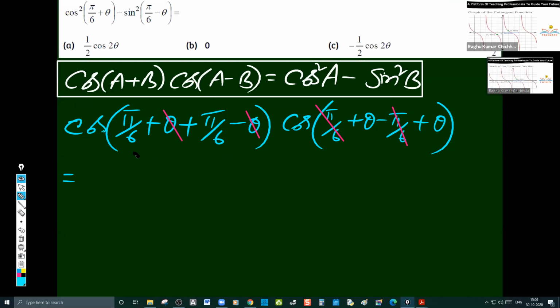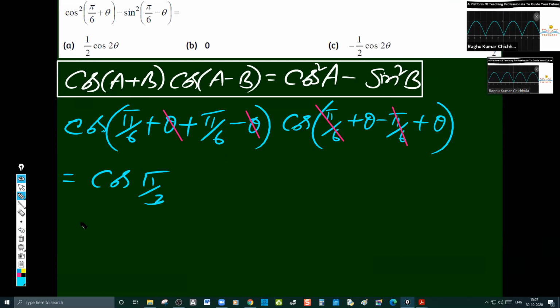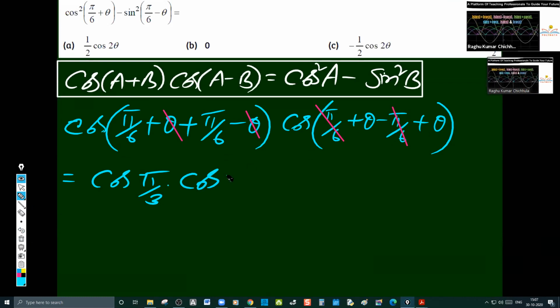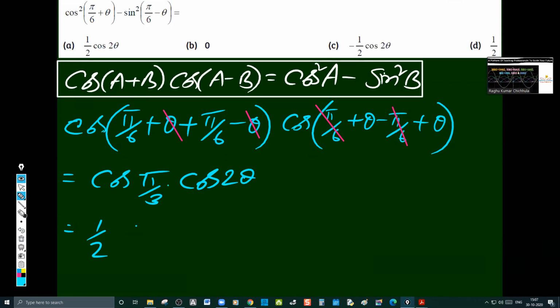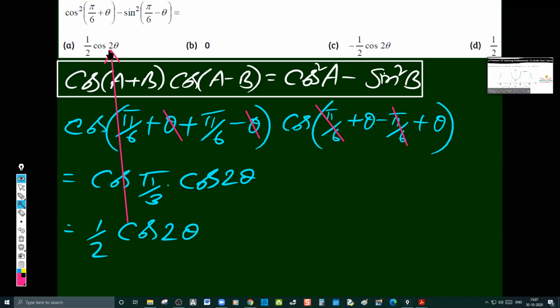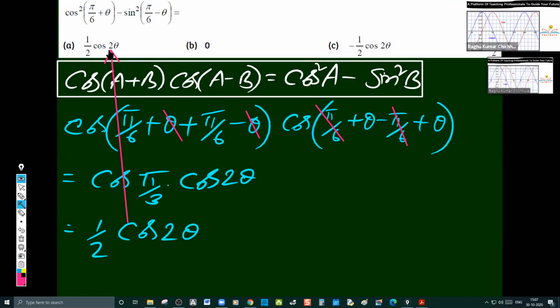Cos of pi by 6 plus pi by 6, cos 2 pi by 6, is nothing but cos pi by 3, into cos 2 theta. What is the value of cos pi by 3? Cos 60 is 1 by 2. That's it. I hope you understand that. Yes, sir. Simple question, but read it out once, Maurya, that white letters formula.